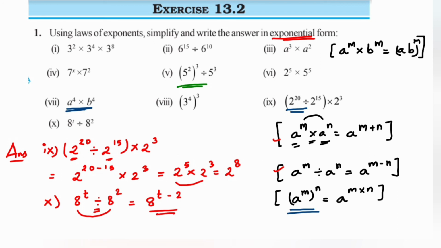So with this we are done with all the problems, all 10 problems using the laws of exponents. I hope that was clear to you.